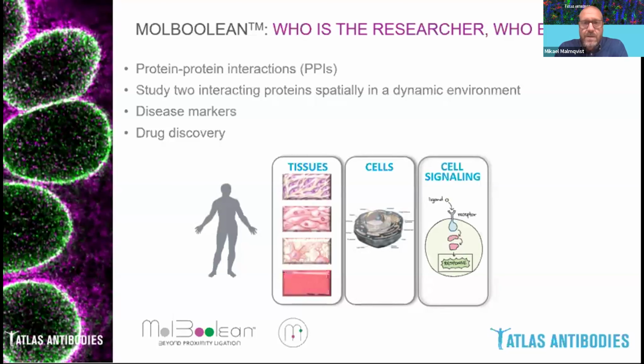And elucidation of PPI networks also contributes to the analysis of cell signaling events. And we know that the dynamic mechanisms of protein-protein interactions in cells are heavily dependent on the spatial location, but also the abundance of the respective interacting partners. Therefore, it is very important to not only understand the number of interaction events, but also the number of ingoing components. And with MolBoolean, you can study such events in both tissue and cell samples.